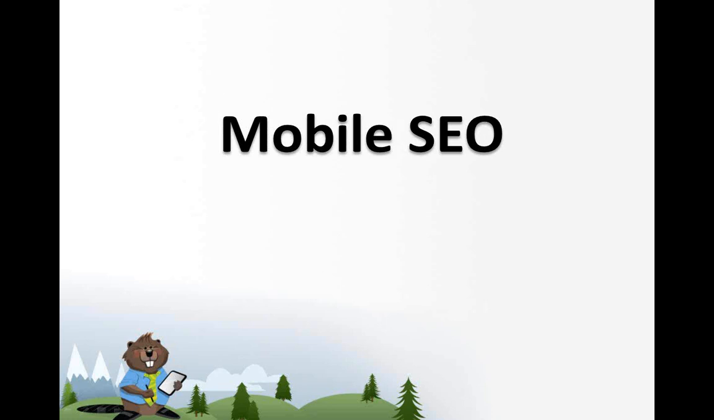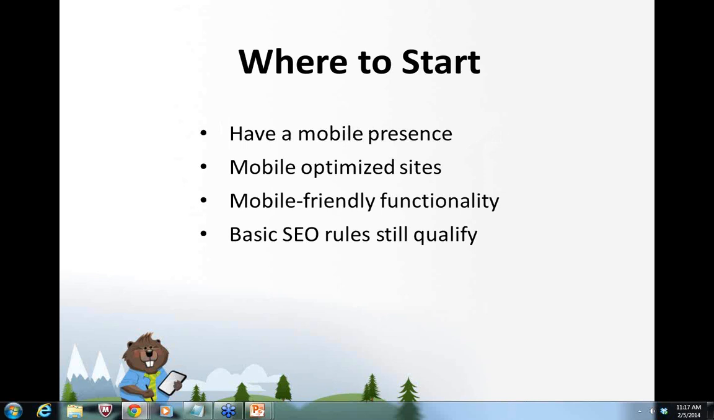So where to start? This is, I think, just a few important bullet points. If you're going to take notes on anything, this would be the thing to take notes on. First, you need to have a mobile presence, which means your site is optimized for mobile and has mobile-friendly functionality. You can test this. Use your smartphone, go to your website, try to navigate. Does it look good? Are things squished? Do you have to scroll around? If that's the case, your site is not mobile optimized. As I said, most agencies have the capability to help you with this.